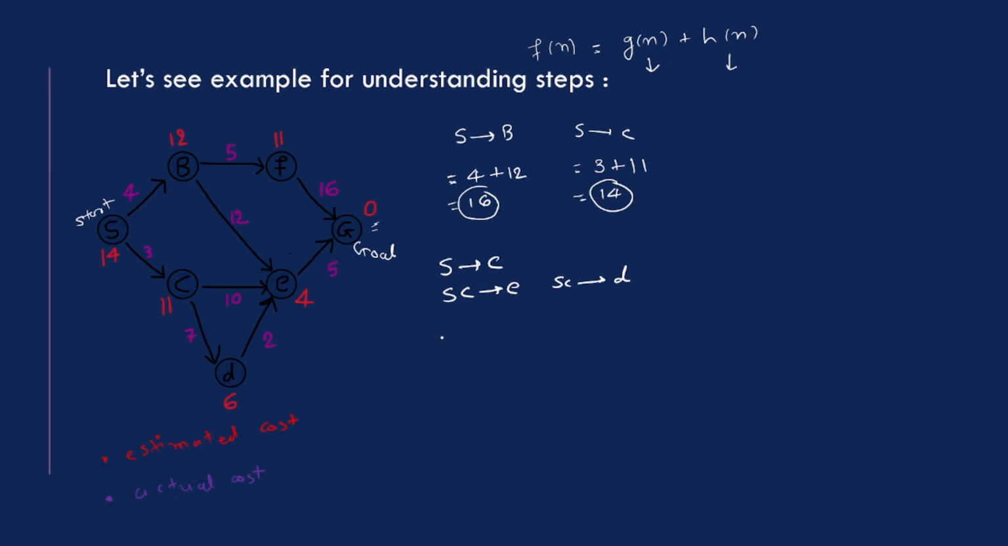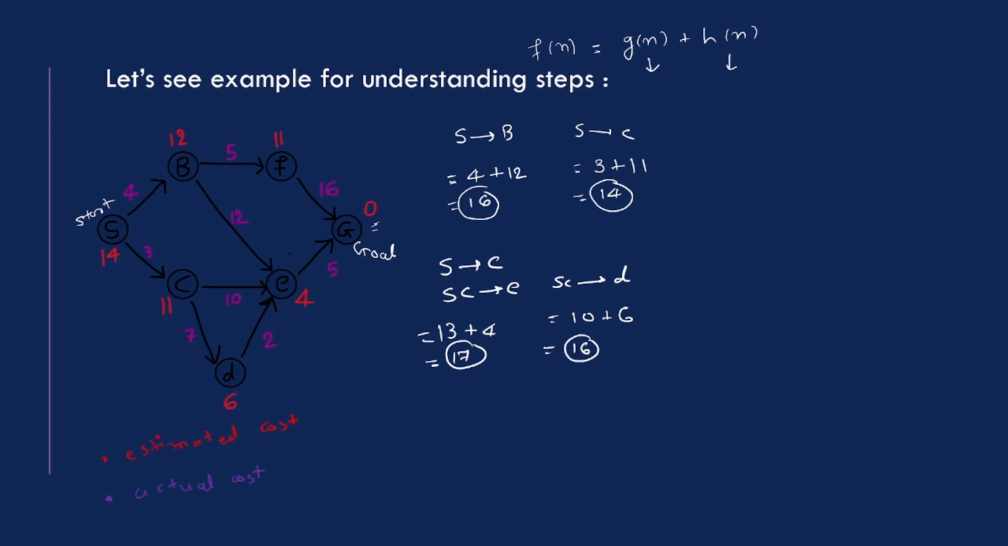So S to C, and where we are going to E. Here you see 3 and 10. So 3 plus 10 is 13, which is the actual cost. And for E, the estimated cost is 4. So we add 4 and get 17. Keep in mind. And for S, C to D, S to C is 3 actual cost and C to D is 7 actual cost. So 3 plus 7 is 10, plus the estimated cost of D, which is 6. So we get 16.